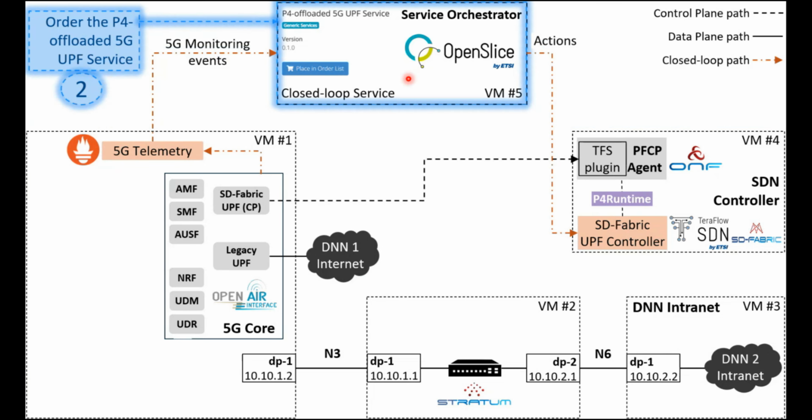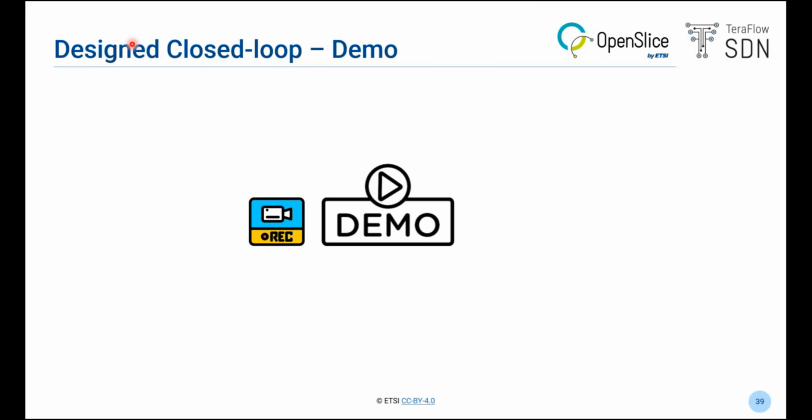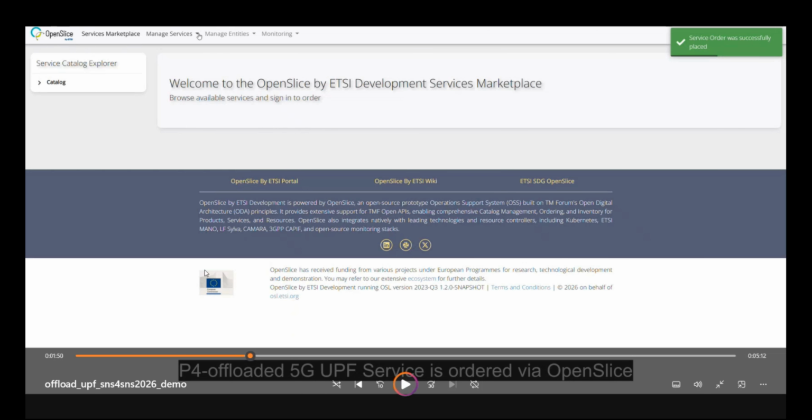So once we order this service, all the necessary components are brought up. OpenSlice establishes bindings with Prometheus to pull the metrics and is ready, when the metrics are triggered and the thresholds are triggered, to actually call TFS as well. So let's now go to the second phase of the demo.